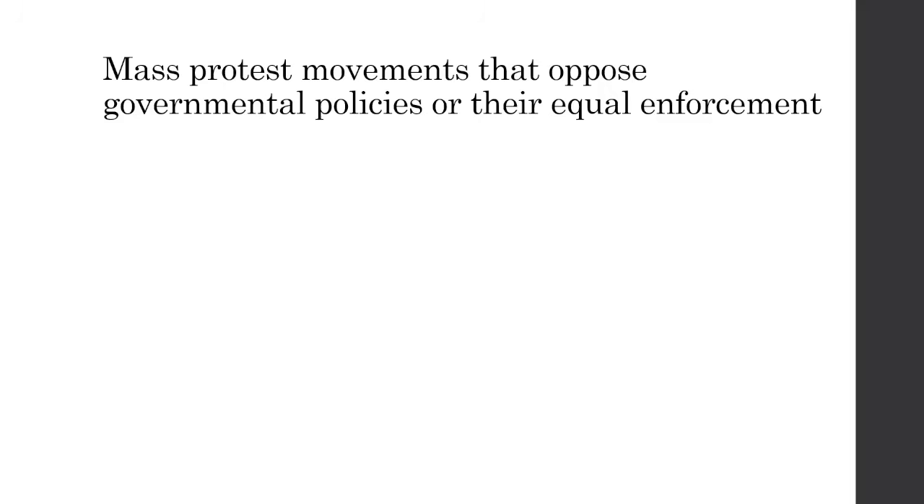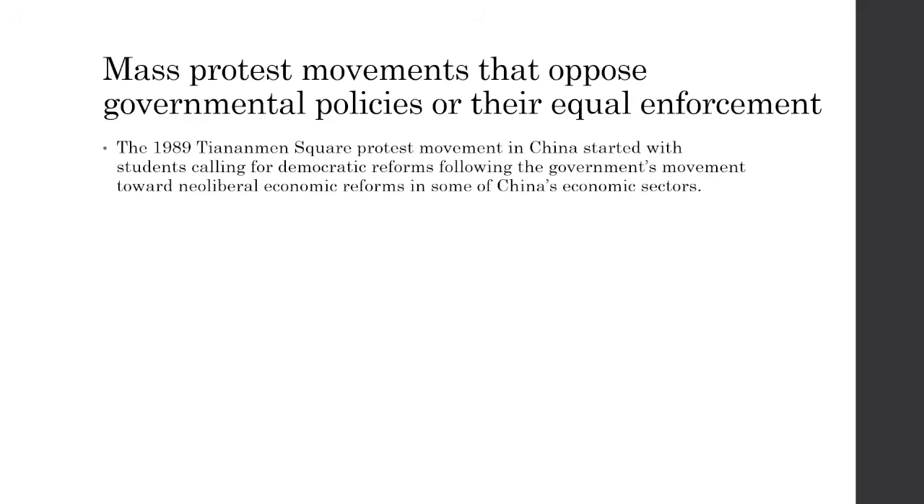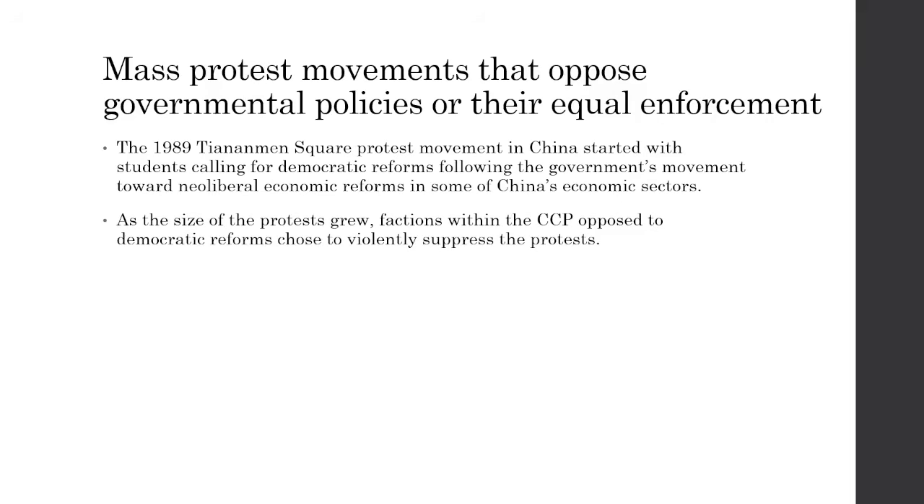And also about protest groups that oppose government processes and policies or their equal enforcement. So in 1989, this is a big one. The Tiananmen Square protest movement in China started with students, Chinese students, calling for democratic reforms. They were kind of tired of this authoritarian communist stuff that was going on in China. So they were particularly responding to the government's movement towards neoliberal economic reforms in some of the economic sectors.